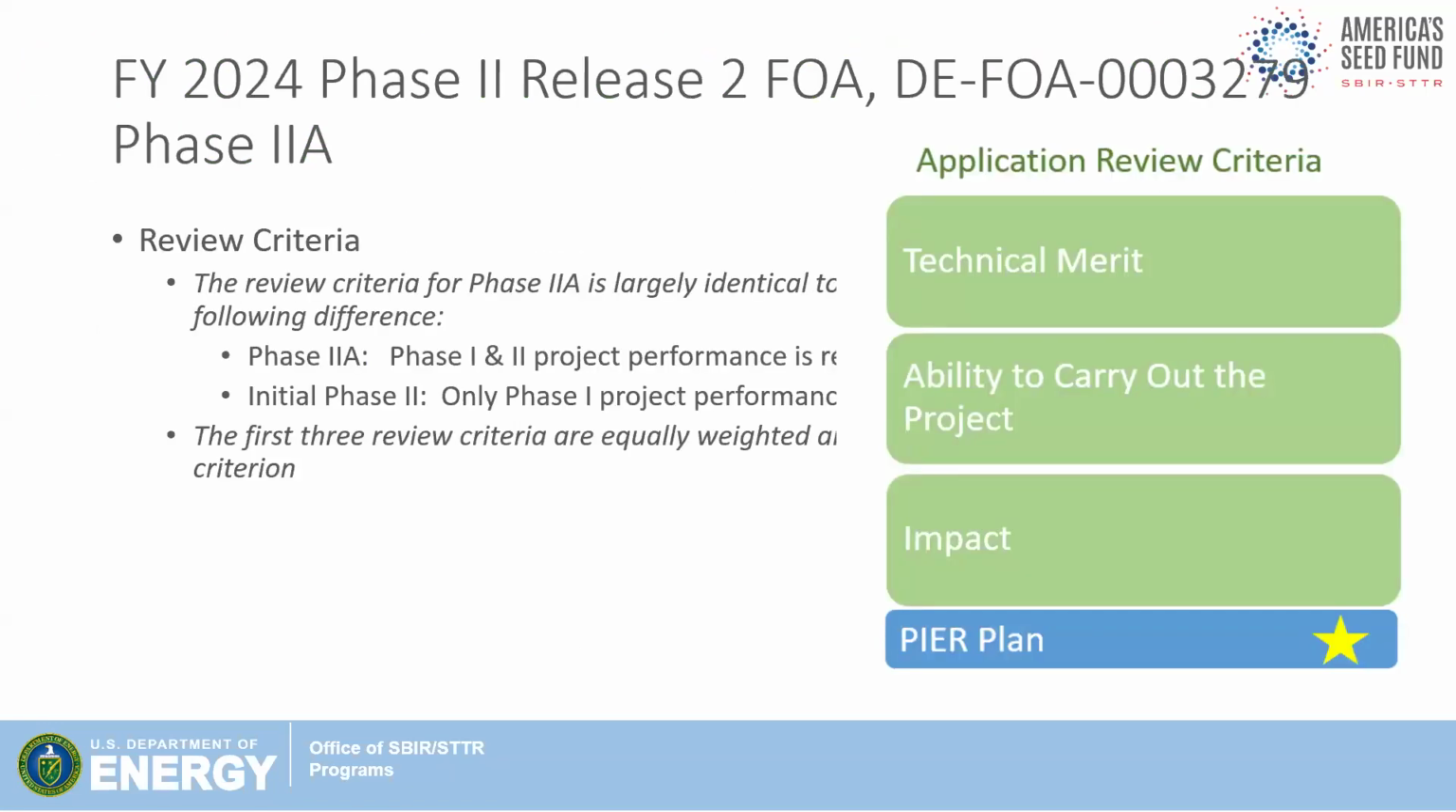In terms of, do we change the review criteria for phase 2A, 2B applications versus phase 2? The answer is phase 2A is largely identical to phase 2. The only difference is that for phase 2, we're evaluating your phase 1 project performance. For phase 2A, now we're reviewing your phase 1 and phase 2 performance. Again, the same thing: 3 major review criteria, all equally weighted, in addition to the PEER plan.